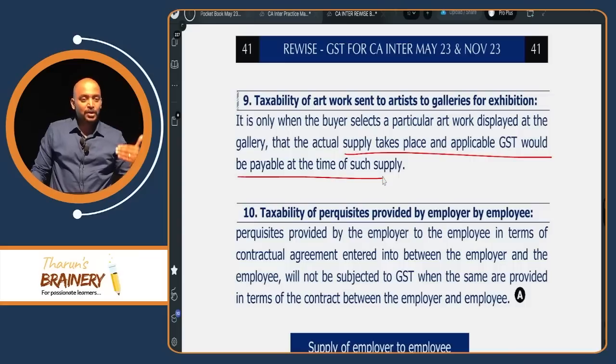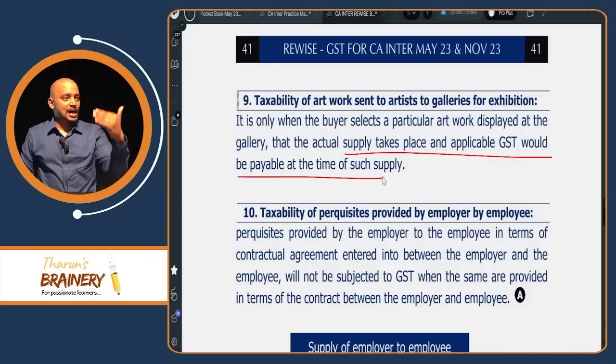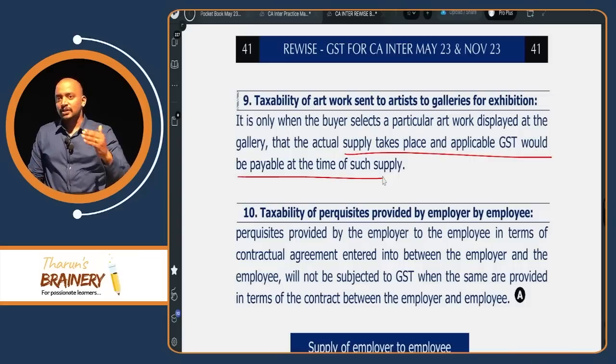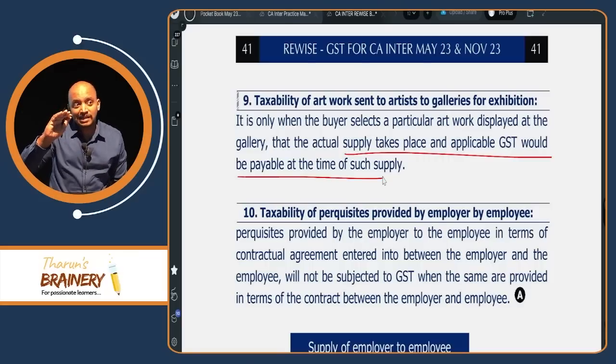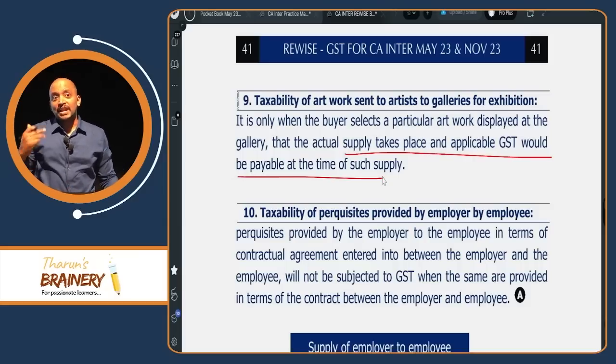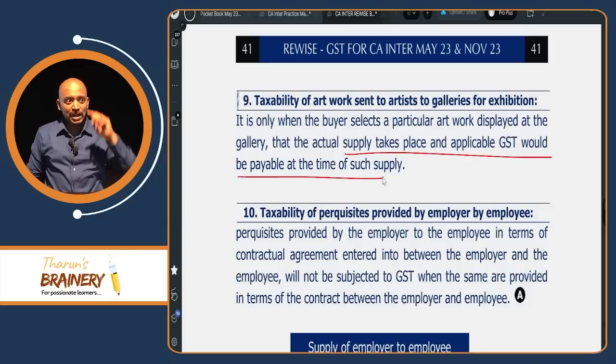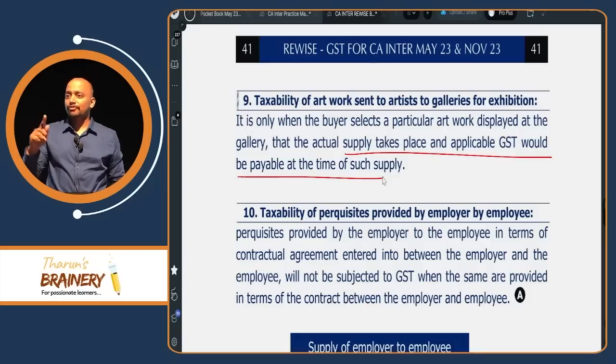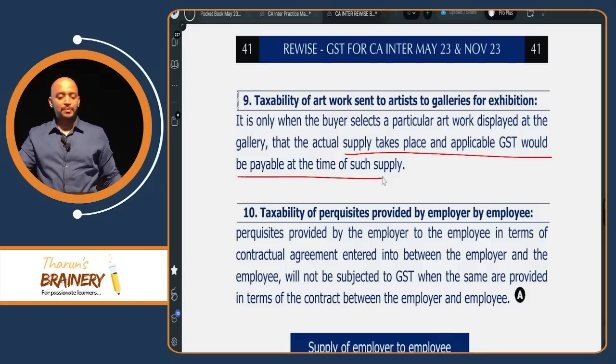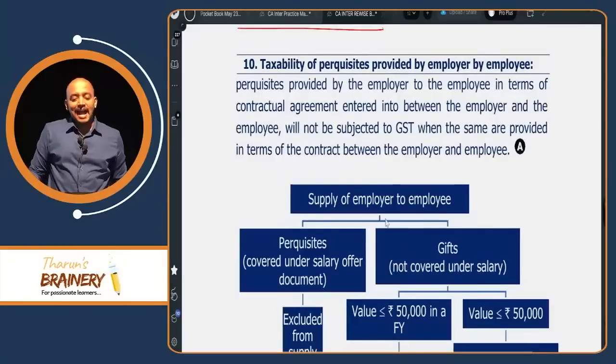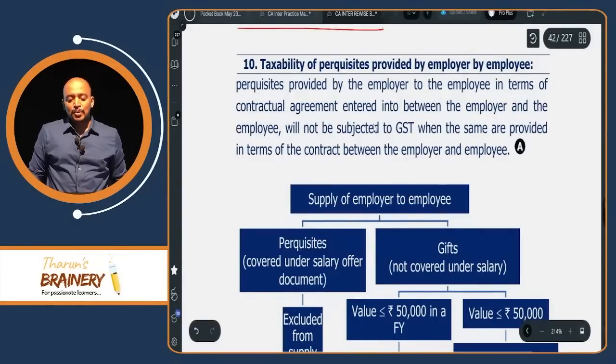For example, today I am sending the artwork to the art gallery. Today is 29th March. I am sending the artwork to the art gallery, and the art gallery sells it in July. Now when will I receive money? March or July? July. So I need to treat it as supply in which month? March or July? July only.